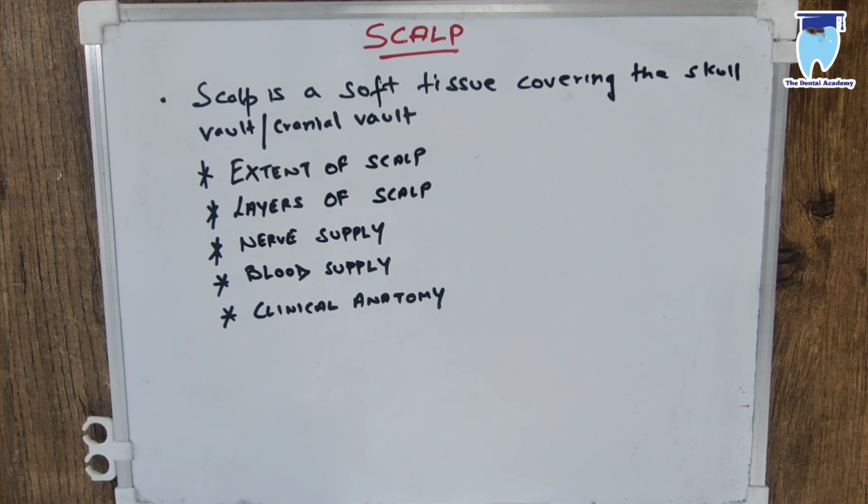The topics that we are going to cover today under scalp will be the extent of the scalp, the layers of the scalp, the nerve supply, the blood supply and the clinical anatomy of the scalp.